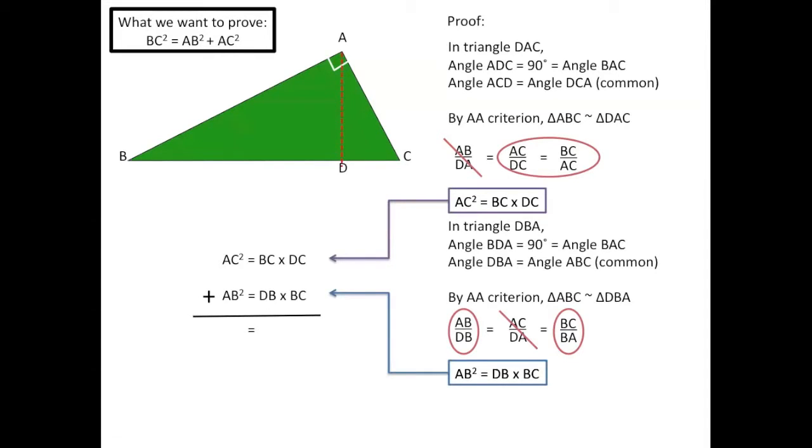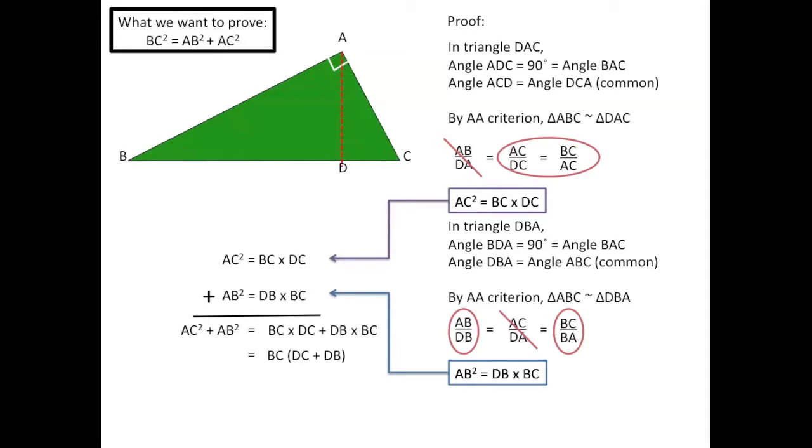When we add them, on one side of the equal sign we end up with AC squared plus AB squared is equal to BC times DC plus DB times BC. And if you look closely on the other side of the equation, the first half has a BC in it and the second half has a BC in it. So using factoring, we can take the BC out as the common factor, and we're left with BC multiplied by DC plus DB.